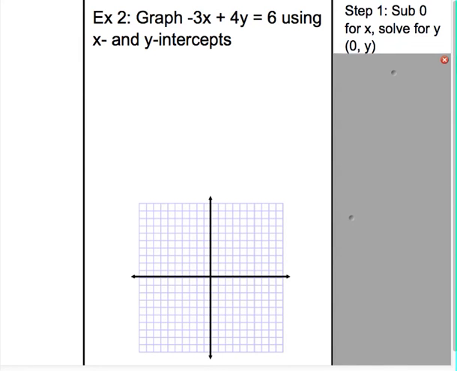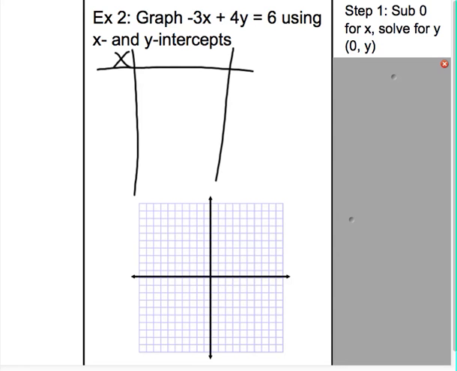So this time we're given a different equation. Same process, set up your table. Substitute 0 for x into our equation. Solve for y. Negative 3 times 0 cancels. So we're left with 4y equals 6.